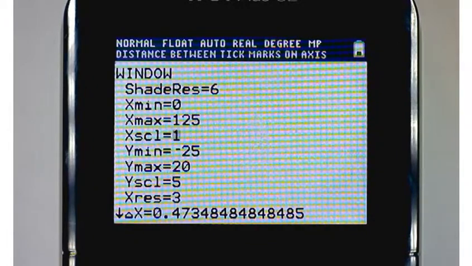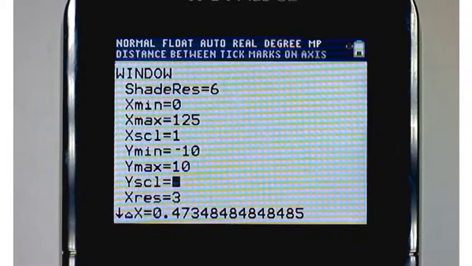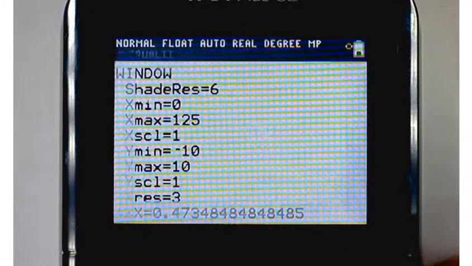on the x-axis. And if you're not sure what to do for the y-axis, you can make your calculator figure that out for you. So let's just take a guess at it. Let's go from negative 10 to 10 on the y-axis. And now I'll hit the graph key.